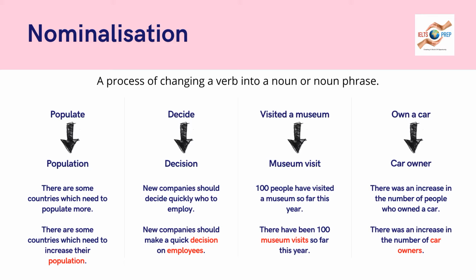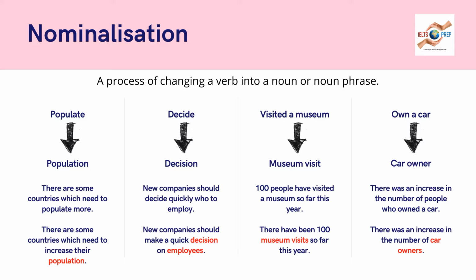Decide becomes decision. New companies should decide quickly who to employ. New companies should make a quick decision on employees. Visited a museum can become museum visit. 100 people have visited a museum so far this year. There have been 100 museum visits so far this year.